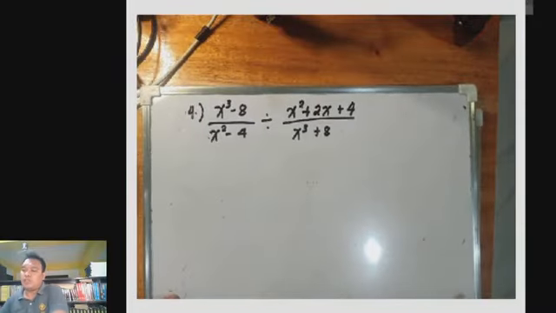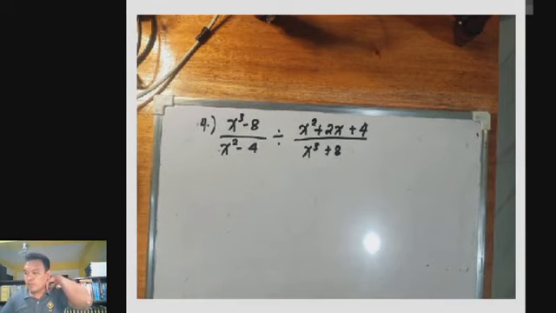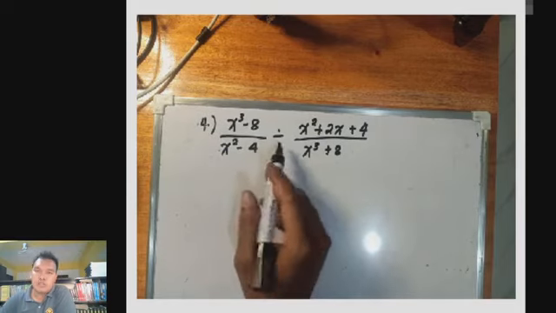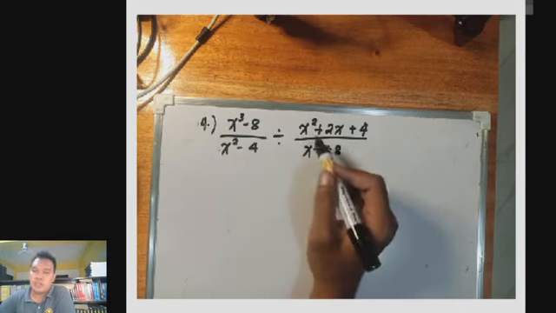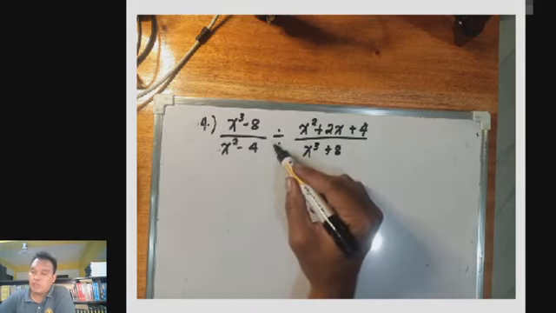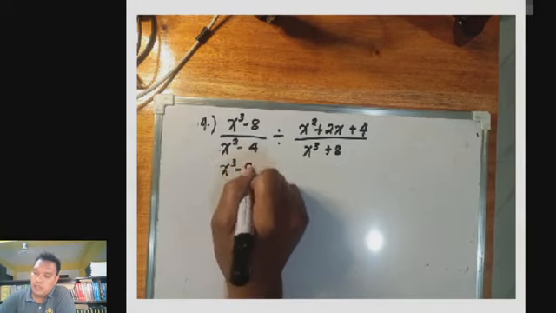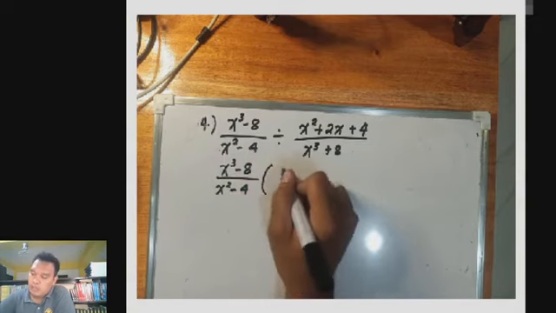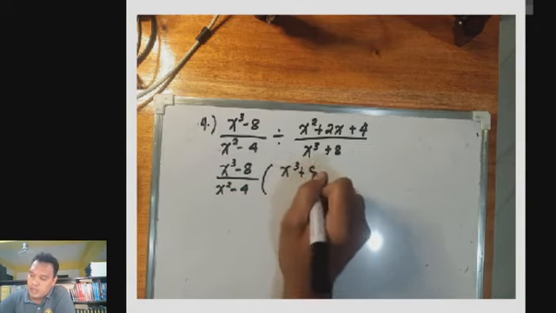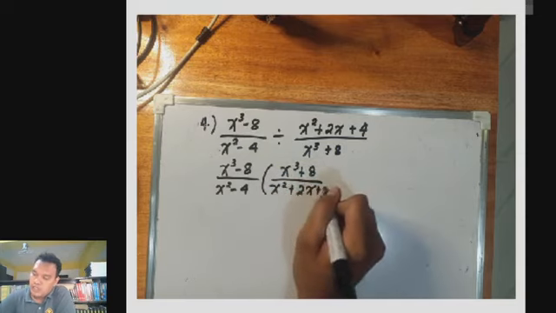x cubed minus 8 all over x squared minus 4, divided by x squared plus 2x plus 4 all over x cubed plus 8. Okay, to make this operation multiplication, i-reverse lang natin to, or reciprocal lang natin to para maging multiply na po yung operation natin dito. So we have x cubed minus 8 all over x squared minus 4 multiplied by x cubed plus 8 all over x squared plus 2x plus 4.